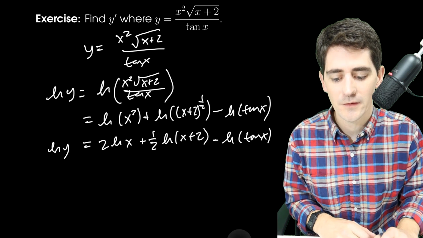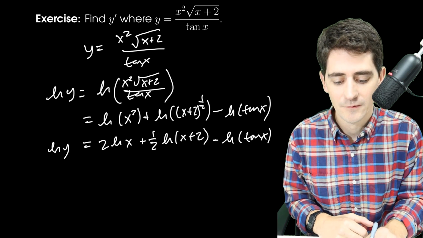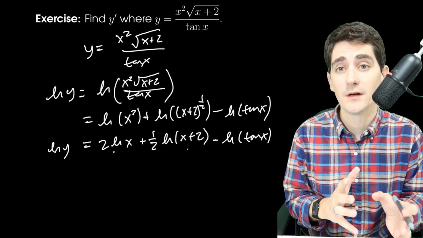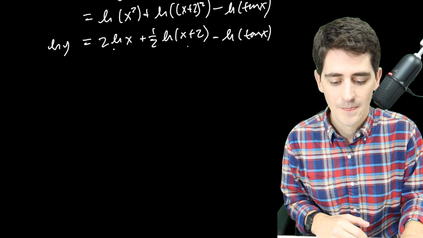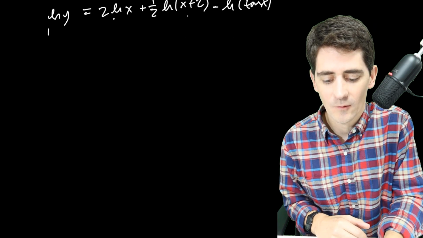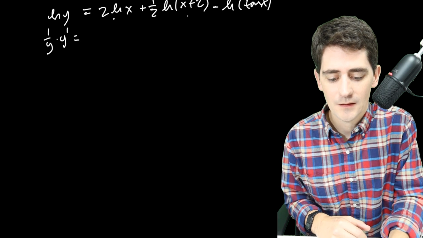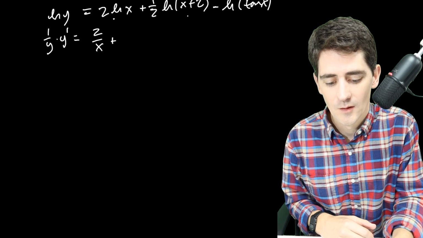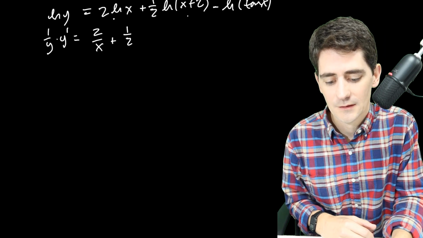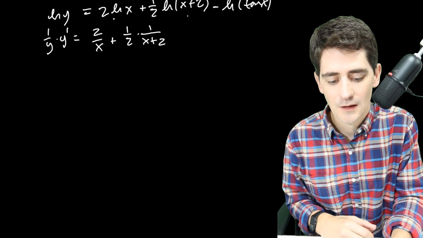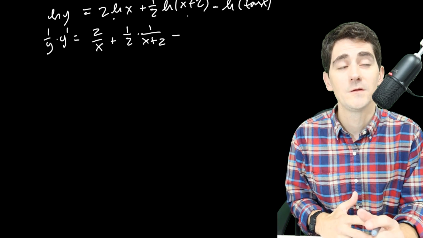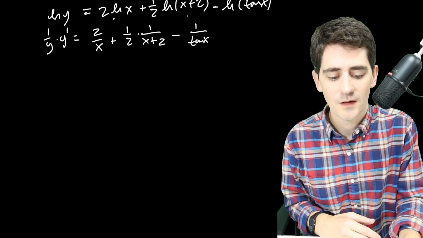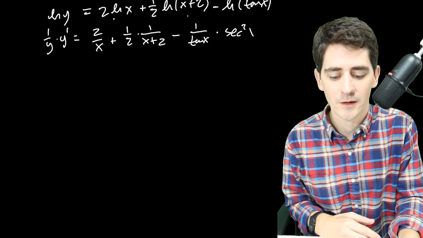So now if I take the derivative of both sides, just like we've done in the past, these three derivatives are way easier than the derivative of the function that we would have had to take at the beginning. So I take the derivative, I get 1 over y times y prime equals the derivative of ln is just 1 over x. So I have 2 over x plus 1/2 times 1 over x plus 2. And then tangent, I'm going to use chain rule here. It's 1 over tangent times the derivative of tangent, which is secant squared x.